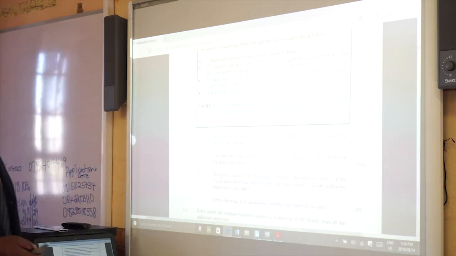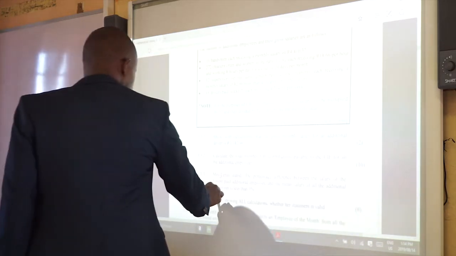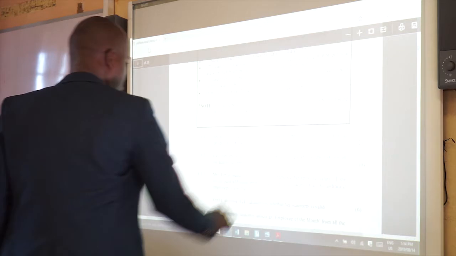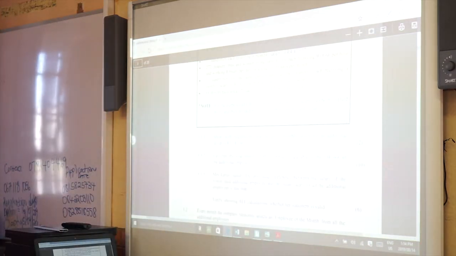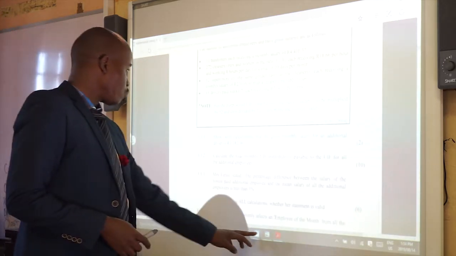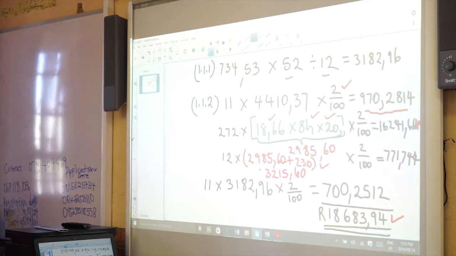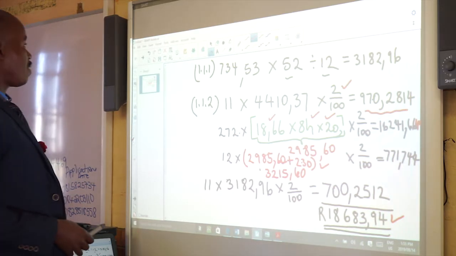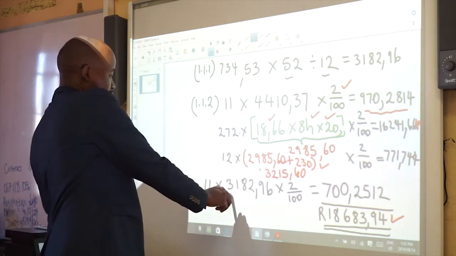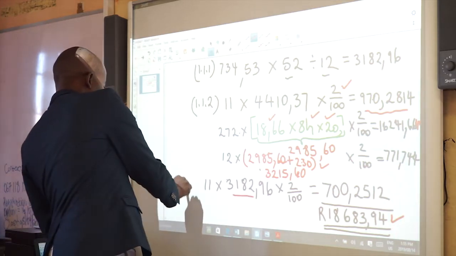The question is talking about two things. The salary of the lowest paid employee, so we must first identify that. What is the salary of the lowest paid employee? Let's go back to our calculation. I think from here we can say the driver is getting paid 3,182.